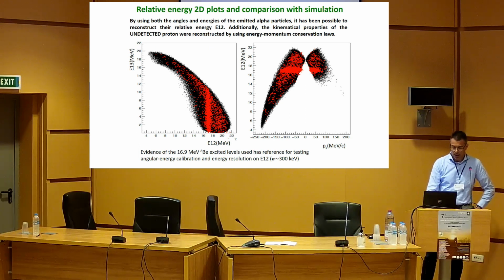Okay, here we are comparing the relative energy between the two alpha particles with the relative energy between an alpha particle and a proton. Here you see a large concentration of data that corresponds to the population of an excited state of alpha plus alpha, so an excited state at 16.9 MeV of beryllium-8.